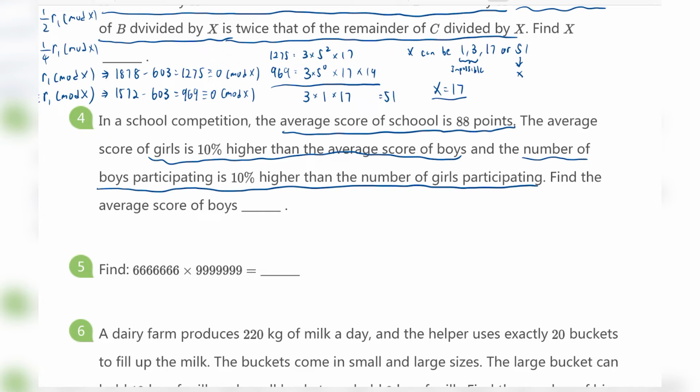Let X be the number of boys, let Y be the number of girls. But you will actually hit a roadblock. In this case over here, it will be very difficult if you just let them be the numbers because we have averages over here. So why not change our approach? Let's take a look at this approach instead.